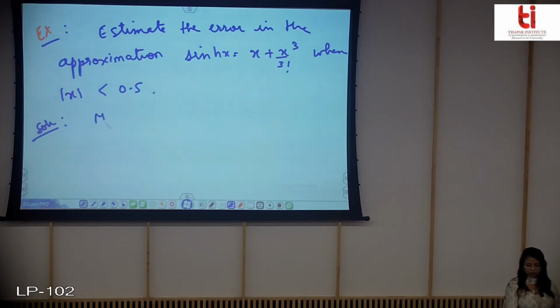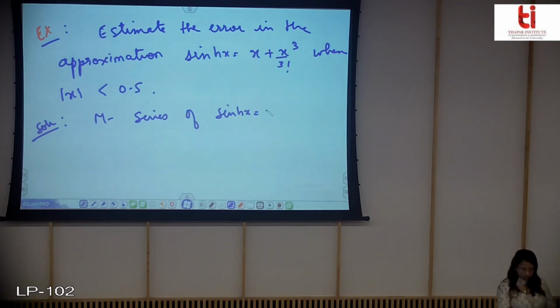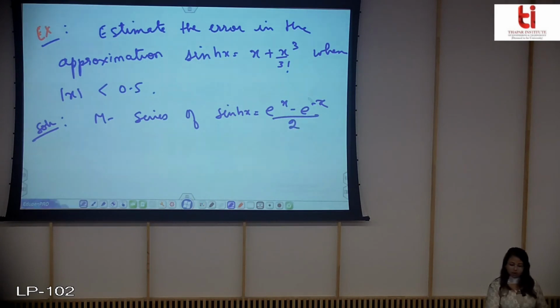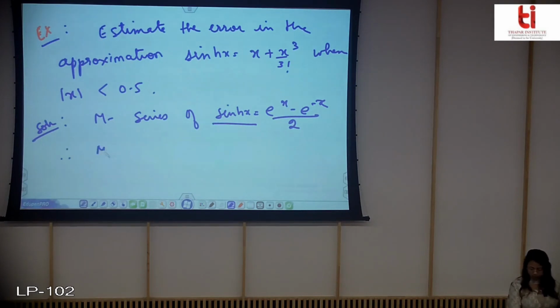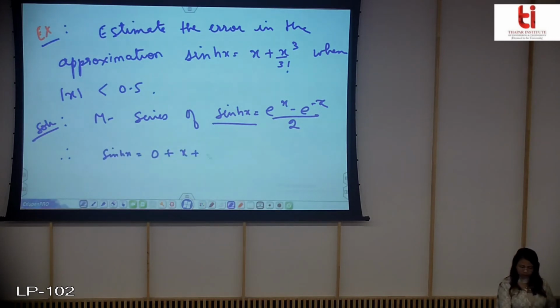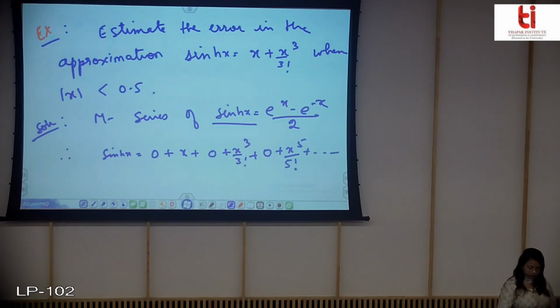So firstly we will write down the Maclaurin series of sinh x. What you can do is find the Maclaurin series for e to the power x, then e to the power minus x, and then subtract and divide by 2. So ultimately you will get the Maclaurin series of sinh x. So the Maclaurin series will be equal to 0 plus x plus 0 plus x cube by 3 factorial plus 0 plus x to the power 5 by 5 factorial plus and so on.